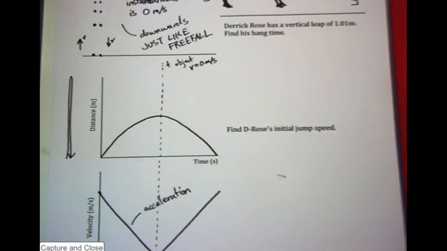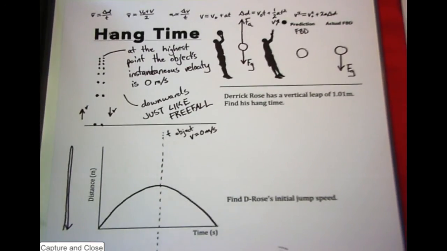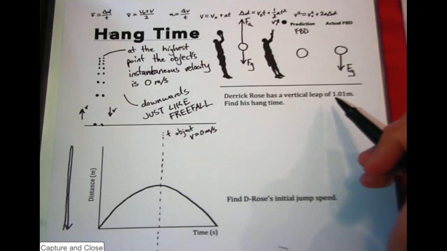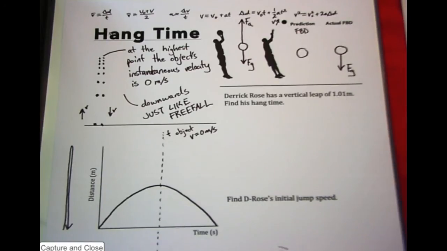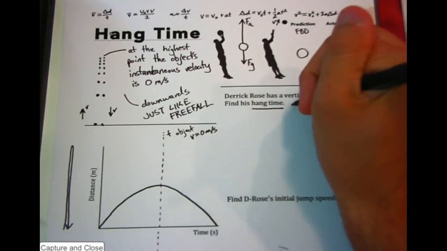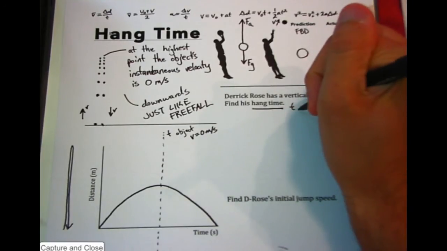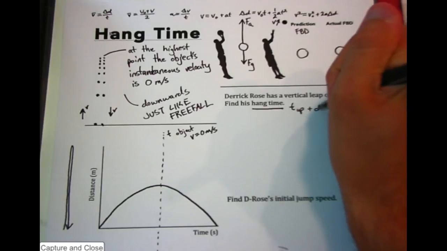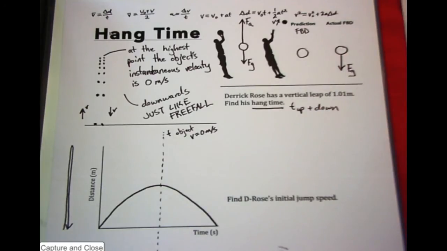So let's apply the principles of hang time to some problems. Derrick Rose has a vertical leap of 1.01 meters. We want to find his hang time. And when we say we want to find his hang time, we're looking for the time it takes him to go up and down. So how do we go about doing this?